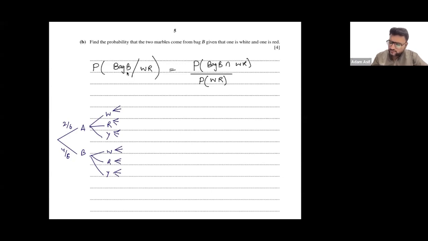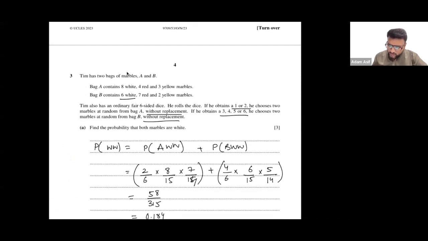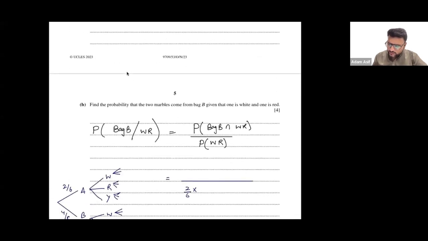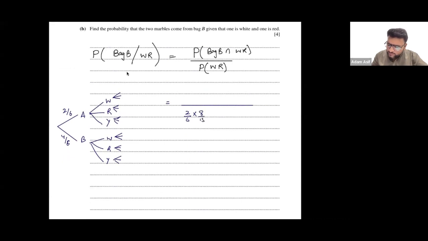Now, the question says that the denominator should have the probability of having a white and a red marble. The white and a red marble can either be from bag A or it can be from bag B. So the probability would be, if it is from bag A, so first you select bag A, the probability is 2 out of 6. There were 8 white marbles and 4 red marbles in bag A. 8 white marbles probability and 4 red marbles. Okay. So 2 upon 6 times 8 upon 15 times 4 upon 14. That's one case.